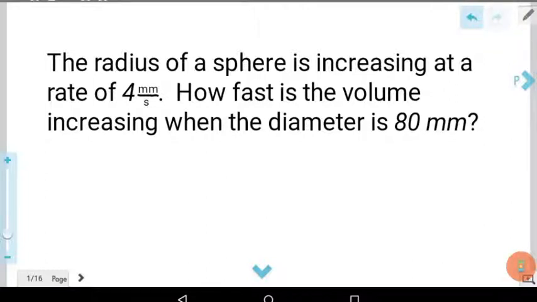The radius of a sphere is increasing at a rate of 4 millimeters per second. How fast is the volume increasing when the diameter is 80 millimeters?